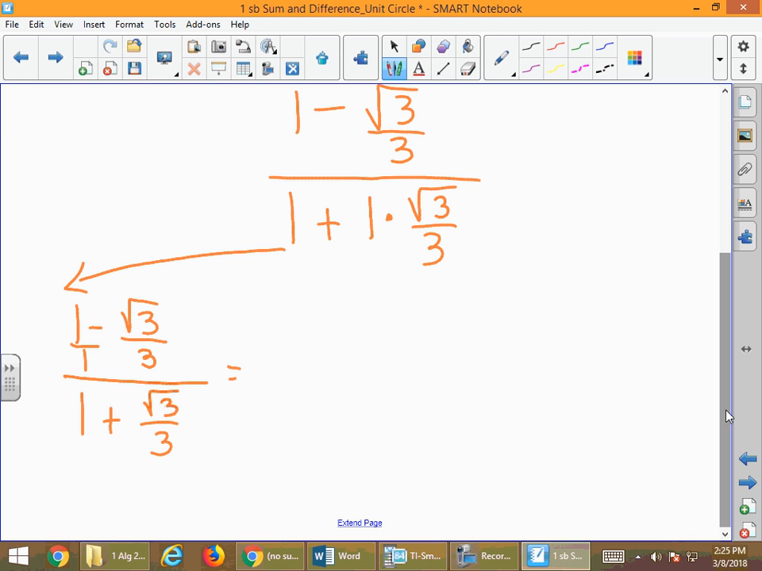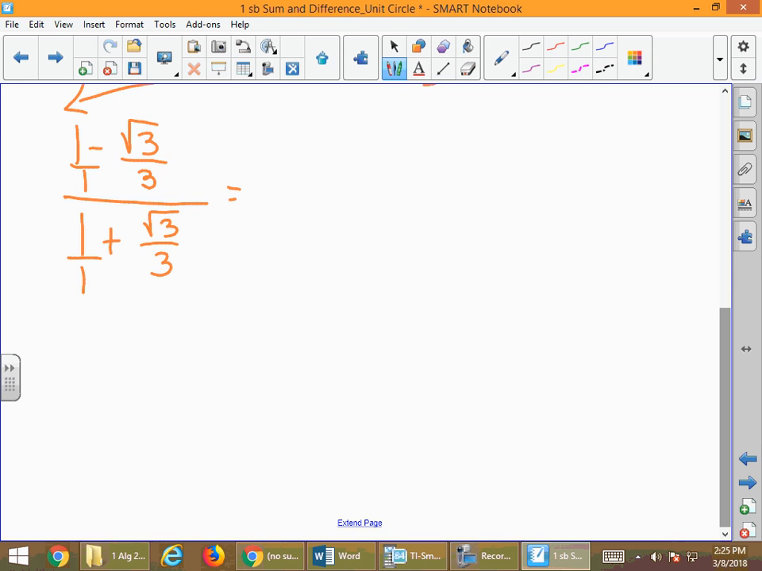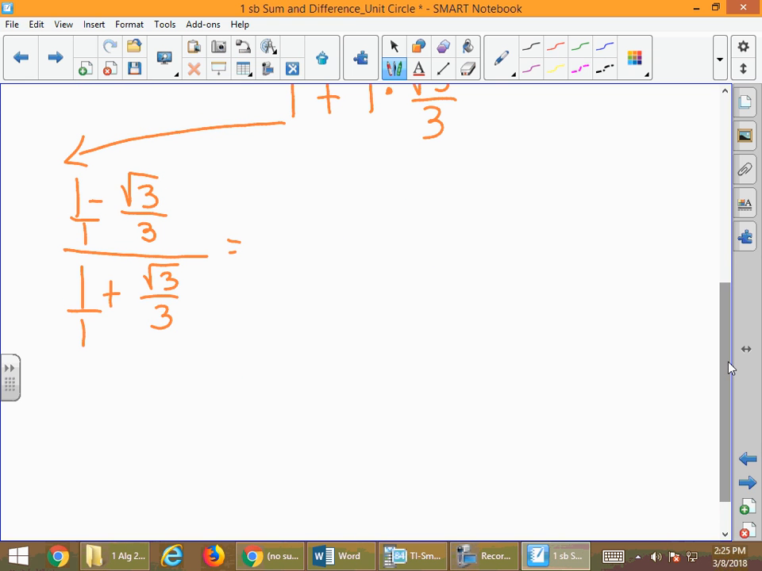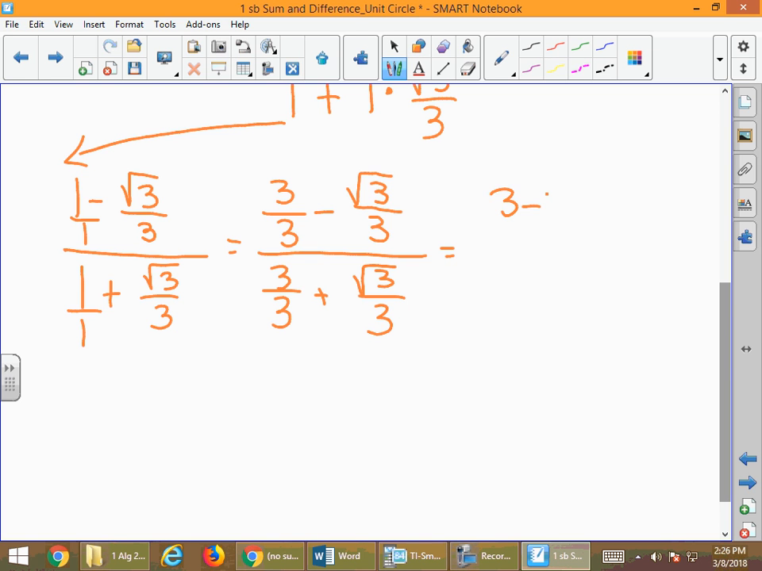If there's any nice part here, it's that there's ones in there. And when we add or subtract fractions, we have to have a common denominator. And our common denominator happens to be 3. And 1 over 1 is the same thing as 3 over 3. Minus the square root of 3 over 3. Down here, it's still 3 over 3 plus the square root of 3 over 3. And if we write this in a little bit better format, then we get 3 minus the square root of 3 all over 3.